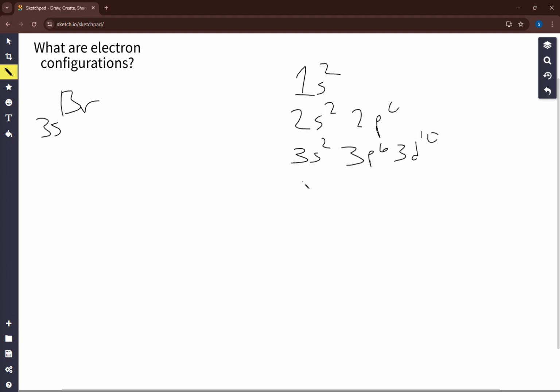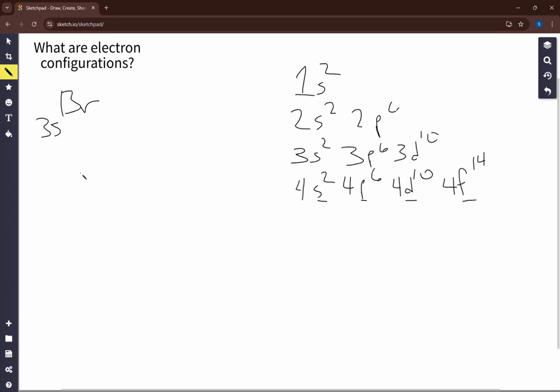And in the fourth shell, we're going to have 4s2, 4p6, 4d10, and 4f14. This is why this is called SPDF notation, right? We have s, p, d, f. And you can use this to remember the order.